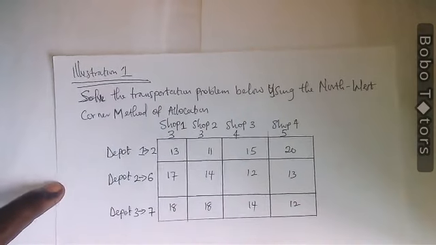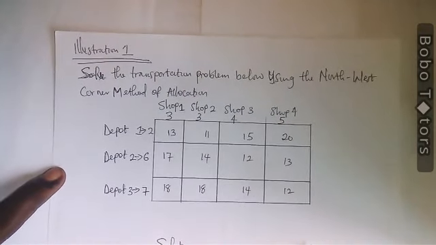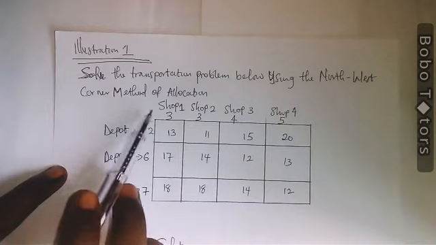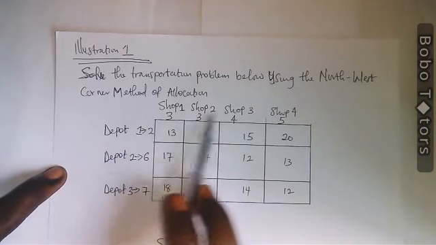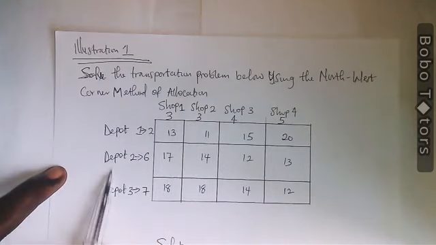Now, having said that, you will see that this is your demand. These are the people that are demanding the goods. And these are the people that want to supply it.